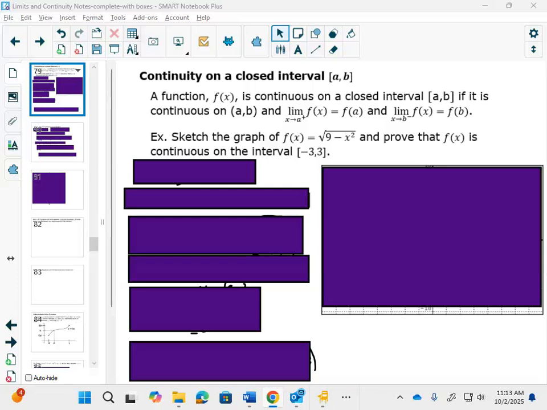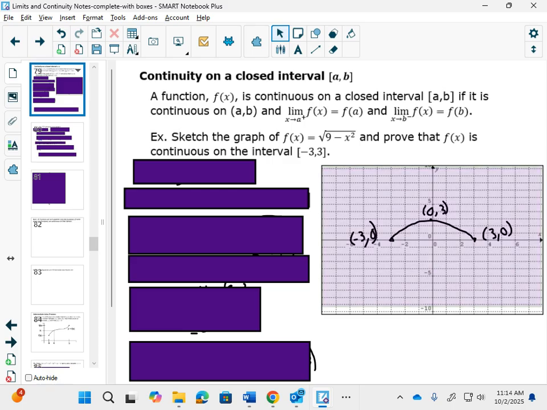So continuity on a closed interval. We say it is continuous on the closed interval a to b if it's continuous in between a and b, which you saw in that video, meaning you can draw it without lifting your pencil from a to b. And at a, you would have to go from the right-hand side. Here's the next picture.